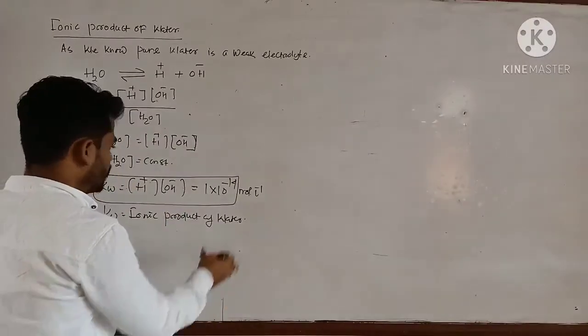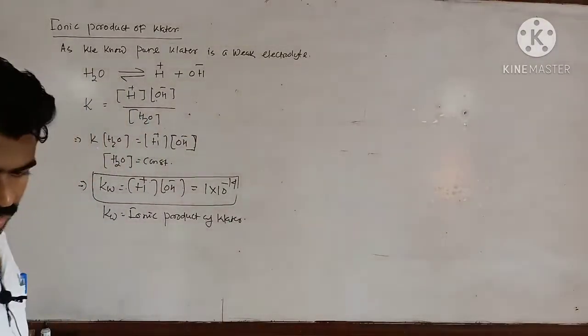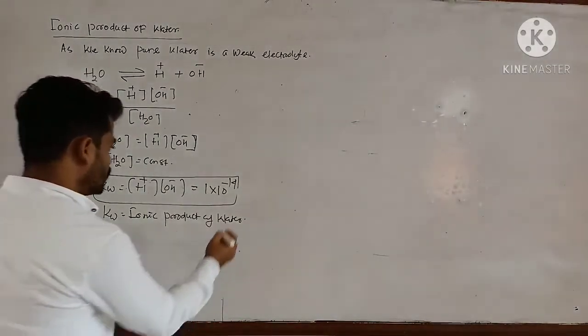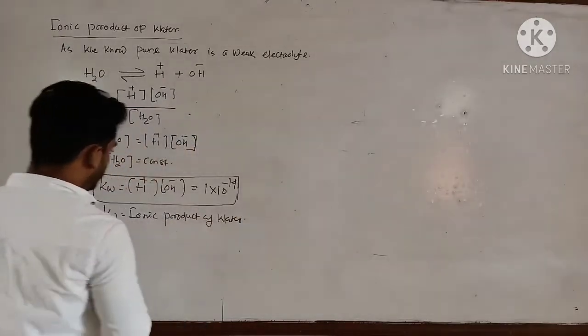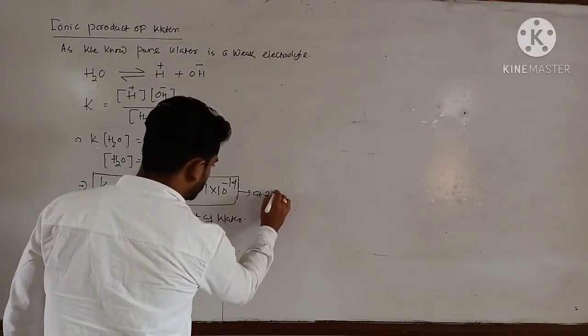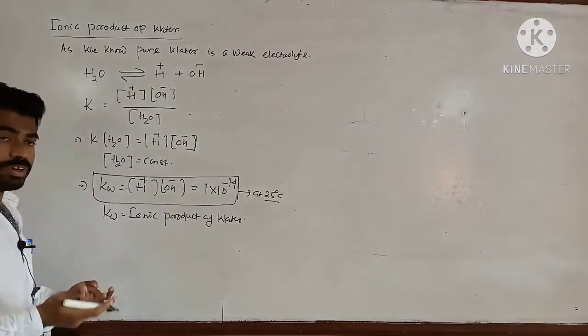Here this is unitless Kw, all equilibrium constants, dissociation constants having no unit. This ionic product of water, that is 1 into 10 to the power minus 14, and this is at room temperature, that is 25 degree centigrade. The value of Kw depends upon temperature.